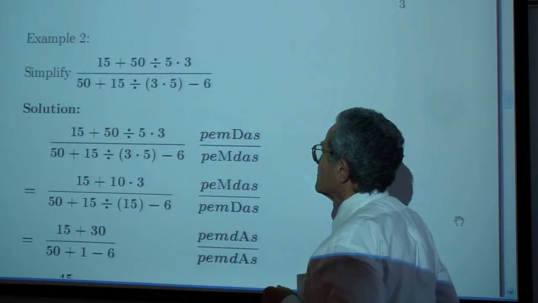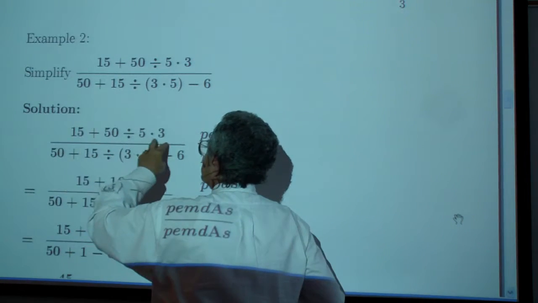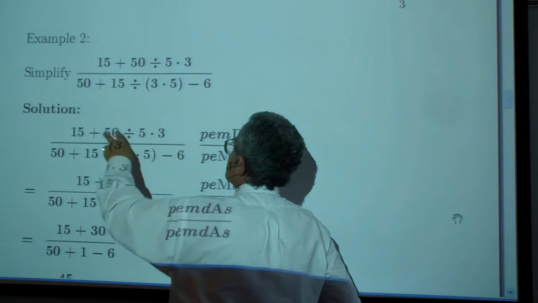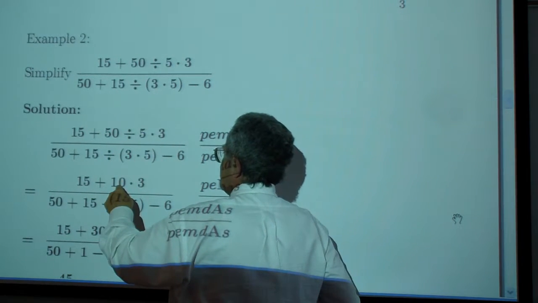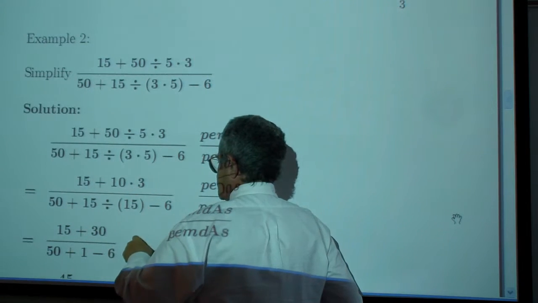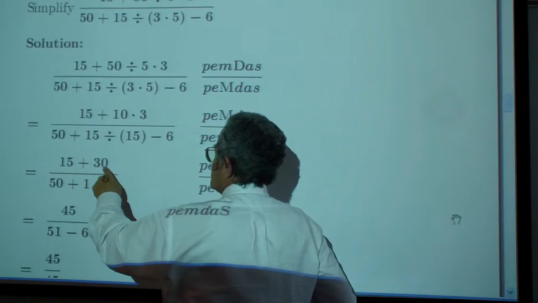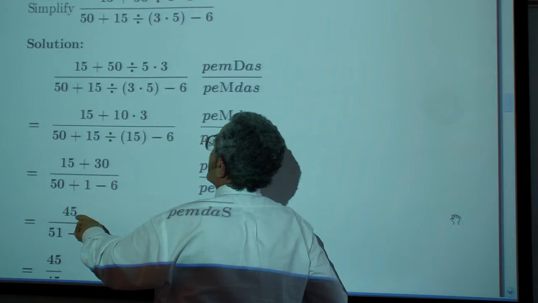Example 2. You want to divide the numerator by the denominator. The numerator is a group. Do the division first, that's 50. Do the multiplication next, that's 30. And do the addition last, that's 45.